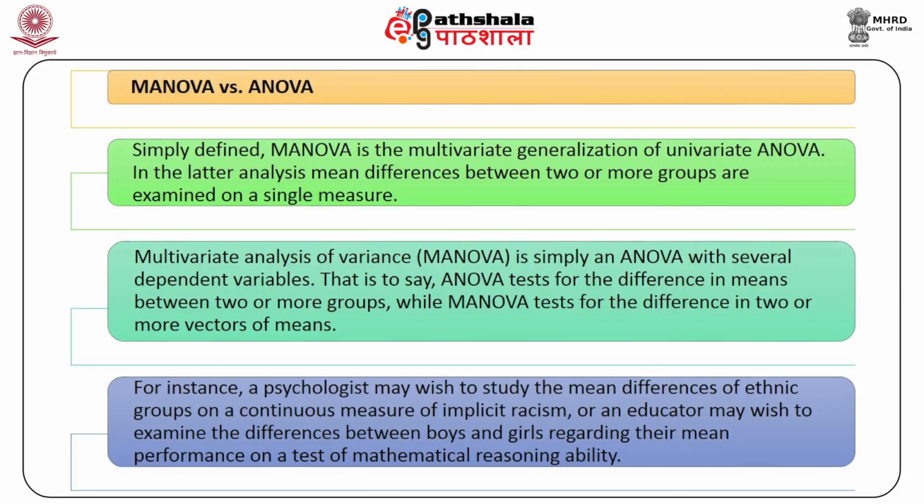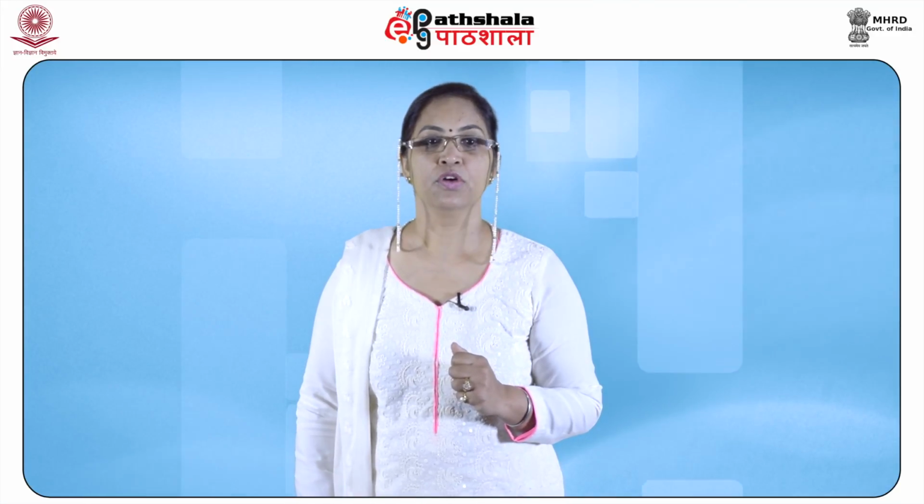For instance, a psychologist may wish to study the mean differences of ethnic groups on a continuous measure of implicit racism, or an educator may wish to examine the differences between boys and girls regarding their mean performance on a test of mathematical reasoning ability. In comparison, and as stated above, the goal in MANOVA is to examine mean differences on linear combinations of multiple quantitative variables. Ethnic groups, for instance, could be compared on a combination of explicit and implicit measures of racism, or boys and girls could be compared with regard to their mean performance on a combination of mathematical, spatial and verbal reasoning tasks. In both instances, the variables would be analyzed simultaneously, that is multivariately, rather than individually, that is univariately.